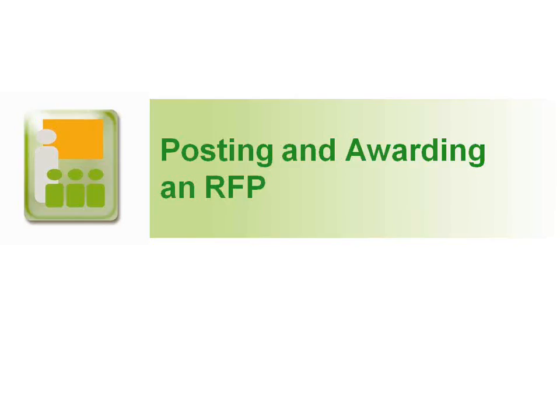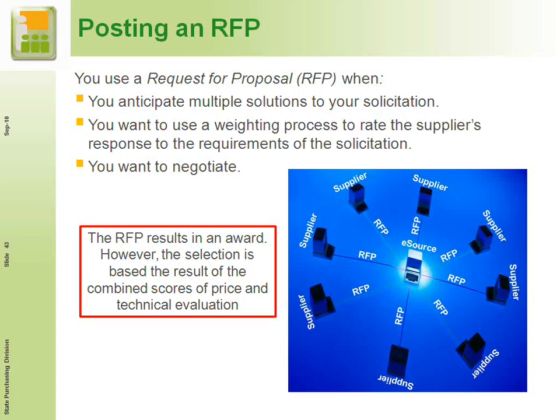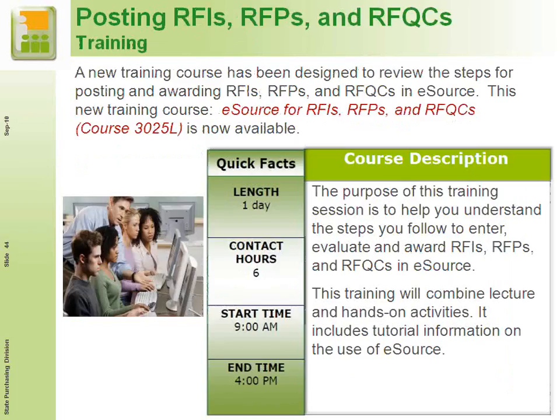Posting and awarding an RFP in the eSource system: you use a request for proposal when you anticipate multiple solutions to your solicitation. You want to use a weighting process to rate the suppliers' responses to the requirements of the solicitation, and you want to negotiate. The RFP results in award; however, the selection is based on the combined scores of your price and your technical evaluation.